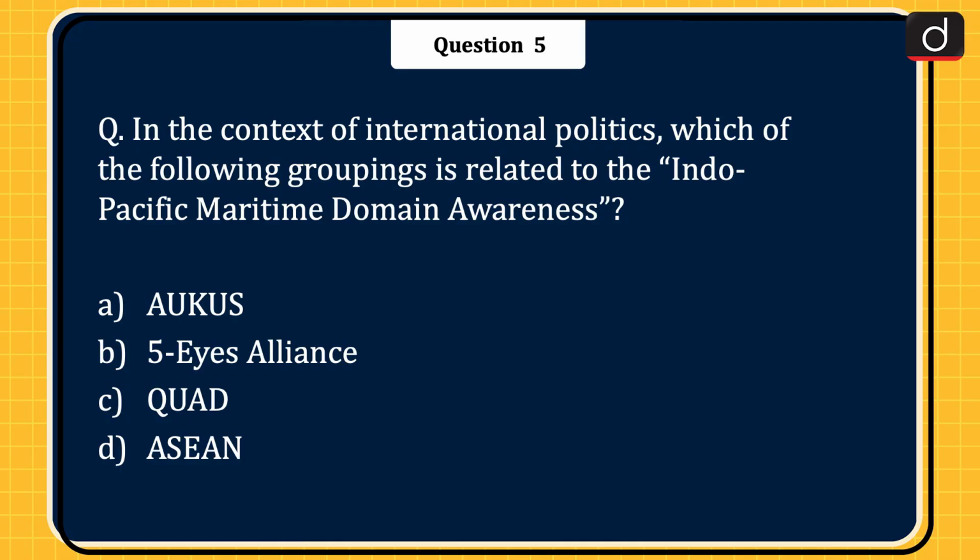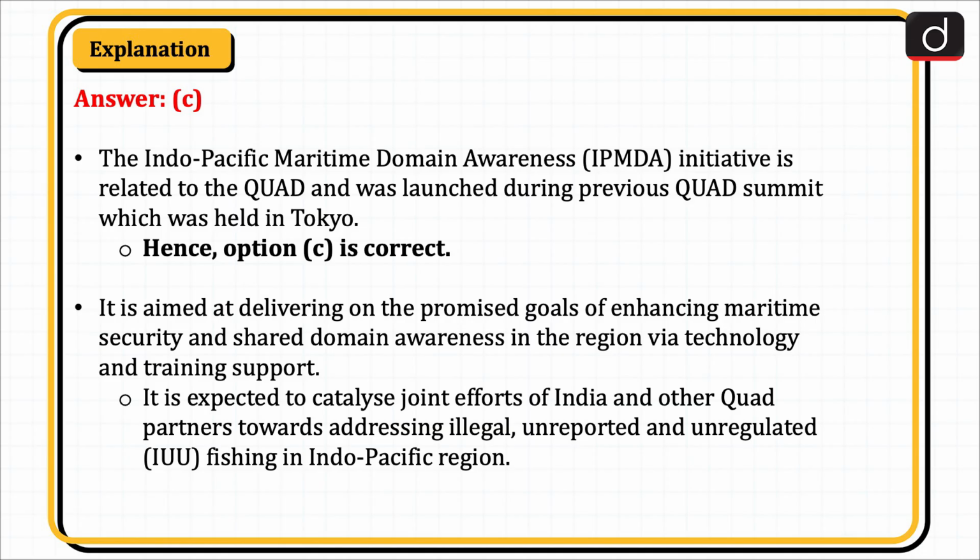Next question is, in the context of international politics, which of the following grouping is related to the Indo-Pacific Maritime Domain Awareness? AUKUS, Five Eyes Alliance, Quad, or ASEAN? The correct answer is option C, Quad. The Indo-Pacific Maritime Domain Awareness or IPMDA initiative is related to the Quad and was launched during the previous Quad summit, which was held in Tokyo. Hence, option C is correct.